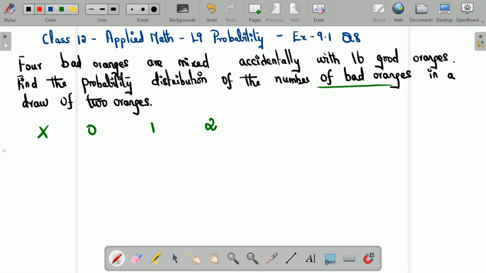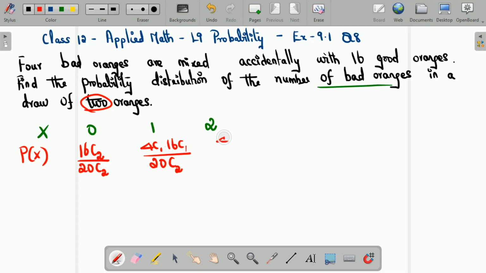So now let's list out the probabilities, and then we can simplify and calculate them. The probability that there is no bad orange means all the oranges picked are good ones. We are picking 2 oranges, so the favorable outcome is 16C2 and the total outcome is 20C2. For x is equal to 1, you pick 1 bad orange and 1 good orange, so it is 4C1 into 16C1 divided by 20C2. For the last case, we pick both as bad oranges, so it's 4C2 divided by 20C2.